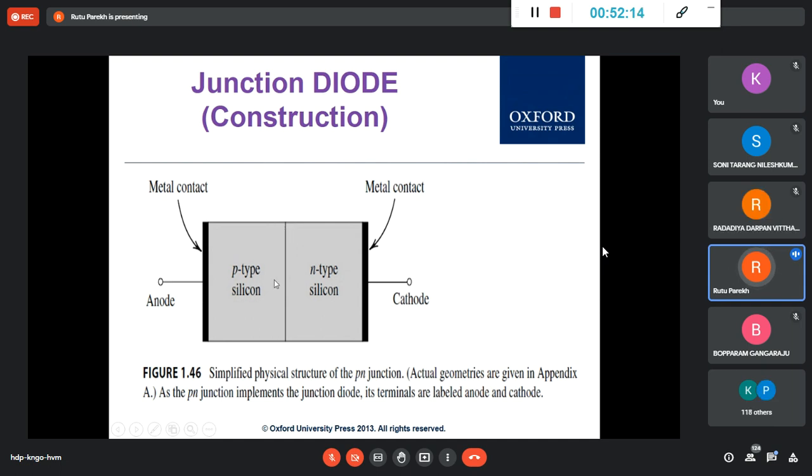Initially when they are moving, they will recombine. Means a hole will combine with an electron, and an electron will combine with a hole. It is like a marriage happening. They will combine, and that is known as recombination. But after they have combined, these are in excess here, electrons and holes. After that, recombination happens and they are covered charges.